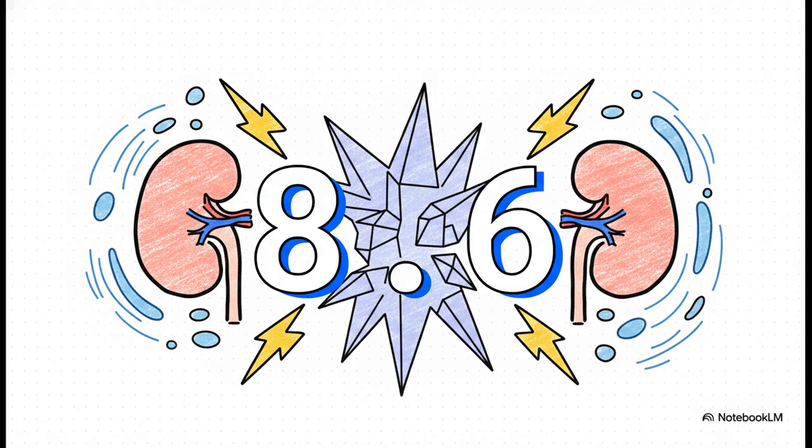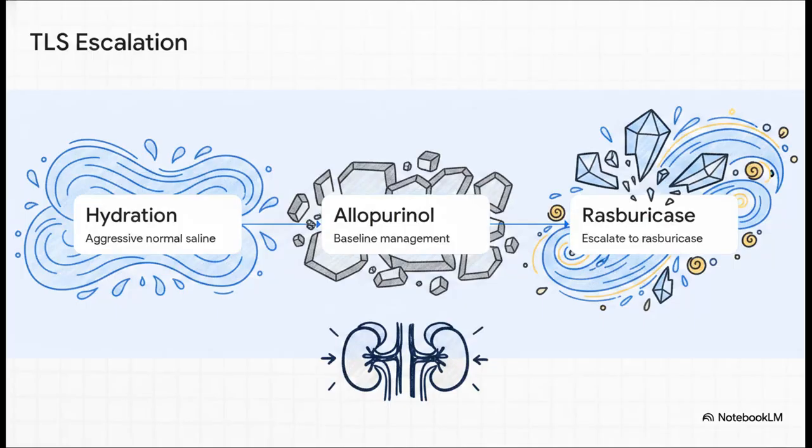This is an absolute immediate crisis. His kidneys are taking a massive hit, and the allopurinol alone is just not going to clear the existing uric acid burden fast enough to save his renal function. So the crucial point here is understanding exactly how to escalate. Step 1 is always aggressive hydration with normal saline to flush those kidneys. Step 2 is baseline allopurinol to stop the formation of new uric acid.